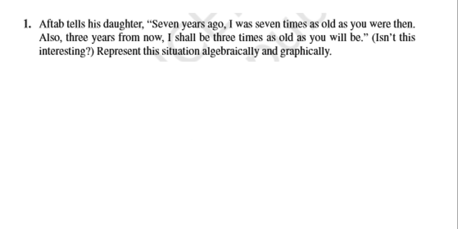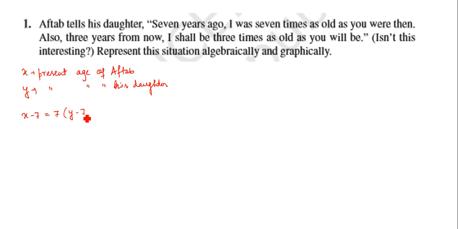So here it is. Aftab tells his daughter, "Seven years ago, I was 7 times as old as you were then." So we are just assuming that x is the present age of Aftab and y is the present age of his daughter. So 7 years ago, Aftab was x minus 7, and he was 7 times as old as his daughter then, that is y minus 7.